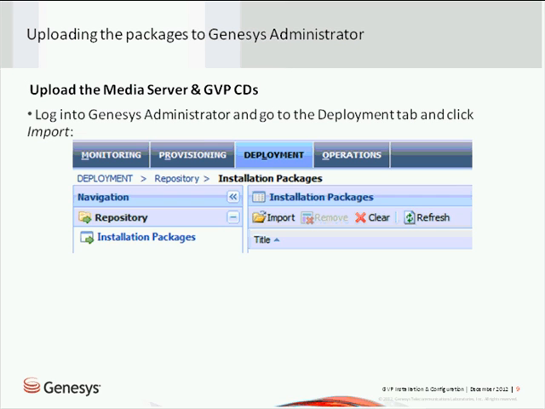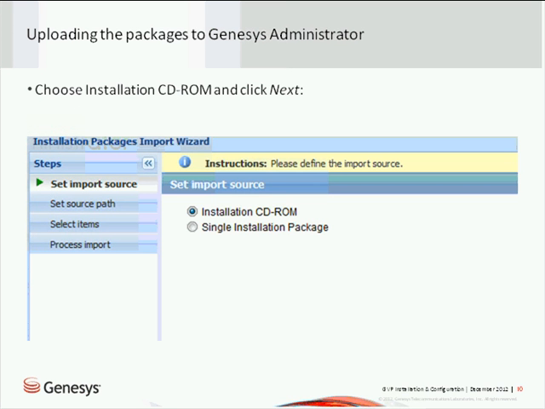So now that we've got all our pre-installation stuff, it's time to upload software to Genesis Administrator. We log into Administrator, go to the Deployment tab, and click on the Import button. This will open up a wizard, and we will be presented with 2 options. One is an entire CD-ROM, and the other is a single installation package. To start off with, we will be going for the entire CD-ROM.